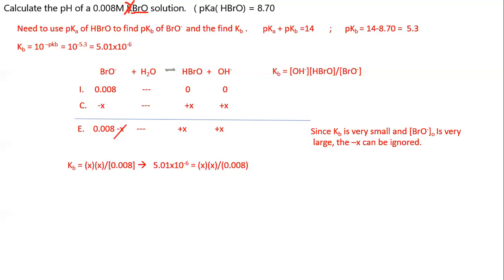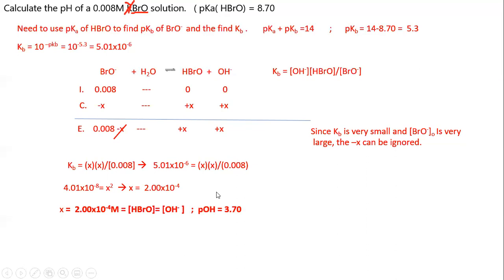Now we can solve for x, and we get x to be 2 times 10 to the negative 4. Again, this is the concentration of hydroxide and conjugate acid. We take the pOH, we find it's 3.7. But don't stop here, that's the pOH, so we have to subtract it from 14 to get the pH. So the pH of this solution is 10.3.